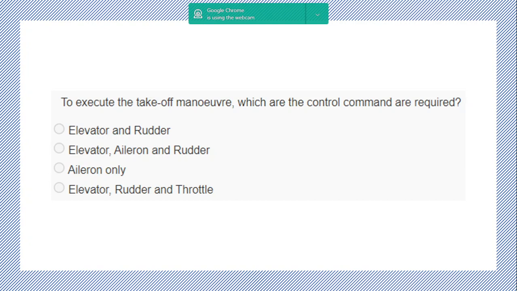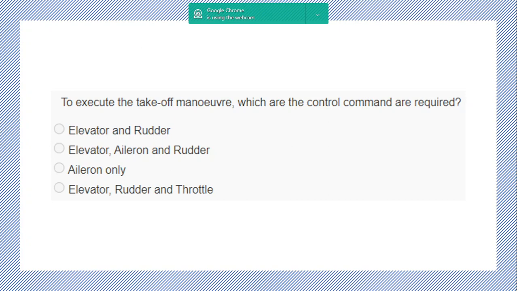Then, to execute a takeoff maneuver, which are the control commands that are required? I think we've discussed this in one of the previous weeks. What would the right answer be? Is it just the elevator and rudder, elevator, aileron and rudder, aileron only, elevator, rudder? Okay, so we know that it requires throttle, obviously, to pull up. We know it requires elevator to have the pitching angle in order for it to climb.